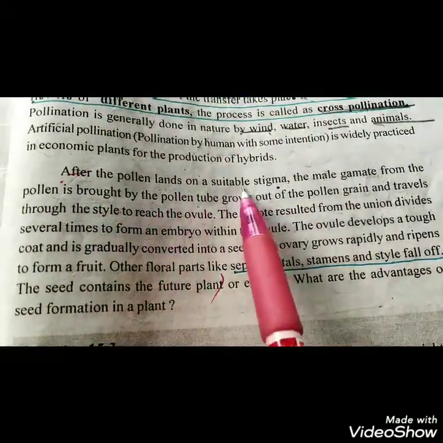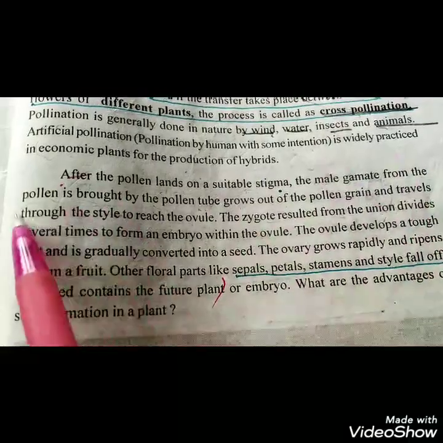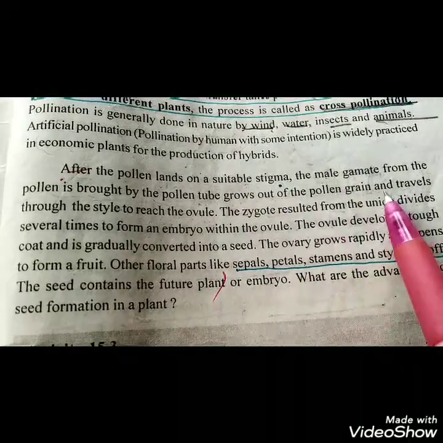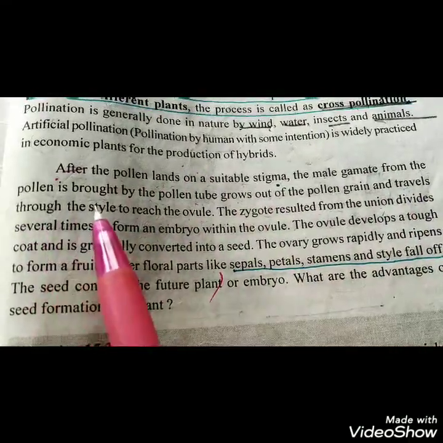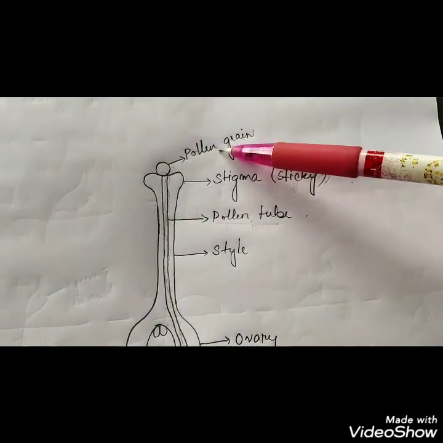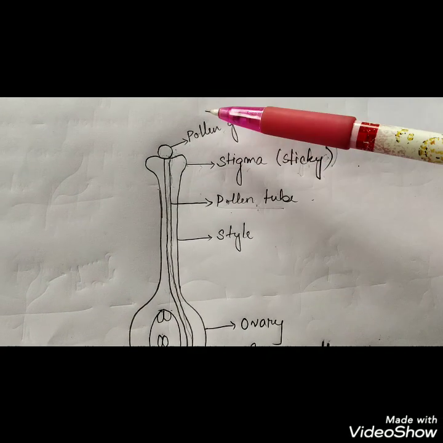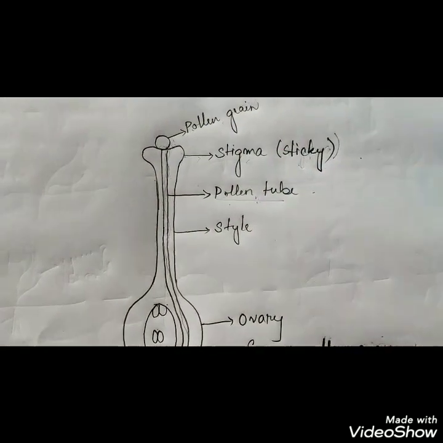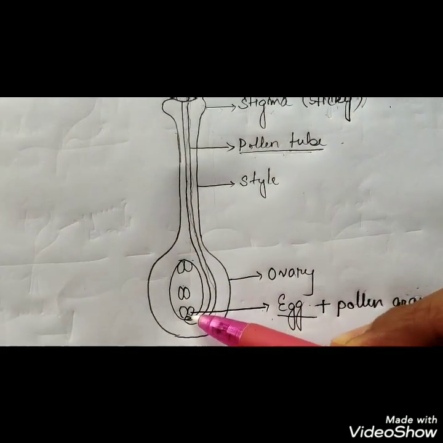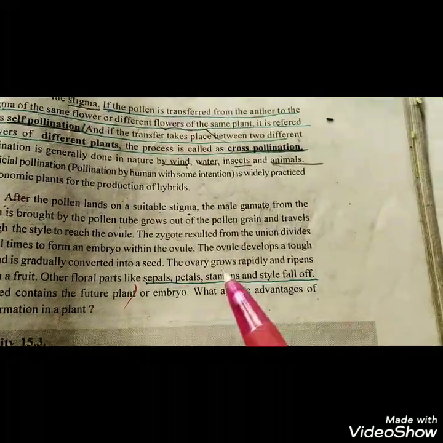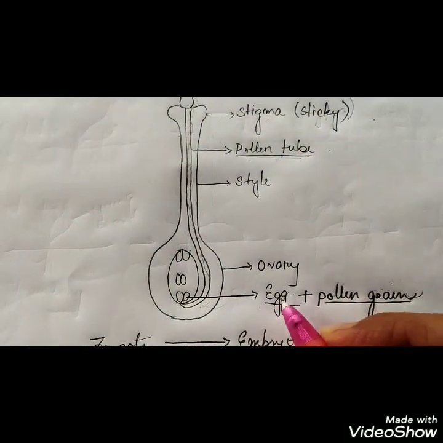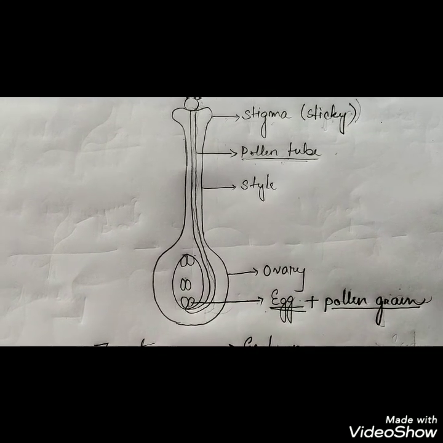After the pollen lands on a suitable stigma, the male gamete from the pollen is carried by the pollen tube, which grows out of the pollen grain and travels through the style to reach the ovary. So here, once the pollen grain lands on the stigma, which is sticky, what will happen? The pollen tube travels through the style to reach the ovary. And inside the ovary, what will happen? The pollen grain will unite with the egg to form the zygote.